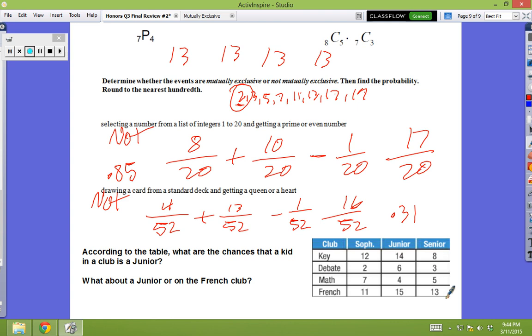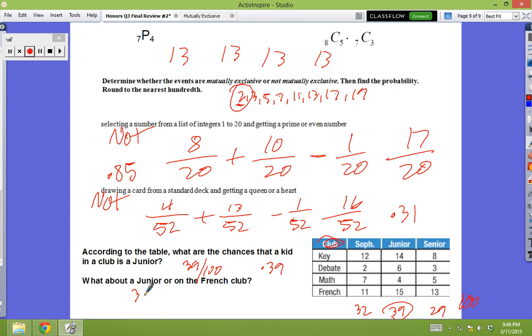Okay, last one. According to the table, what are the chances that you're going to choose a kid that belongs to a club? What are the chances this kid's a junior? So, I can't remember what all those kids added up to, so let me check. Okay, there's 100 total kids in there. So the chances you're going to choose a junior, there's 39 juniors, so 39 out of 100. So 0.39. But what about the chances of that kid being a junior or on the French club?